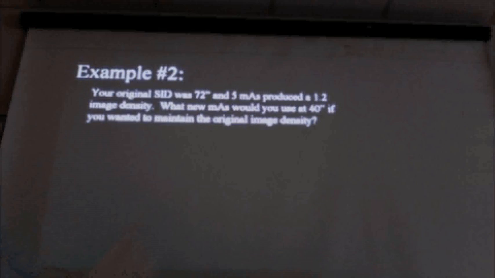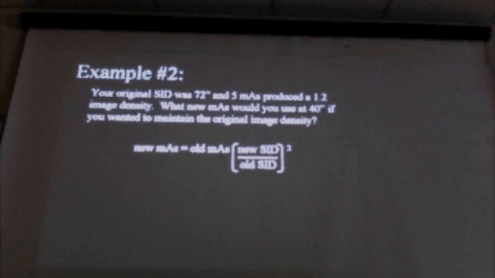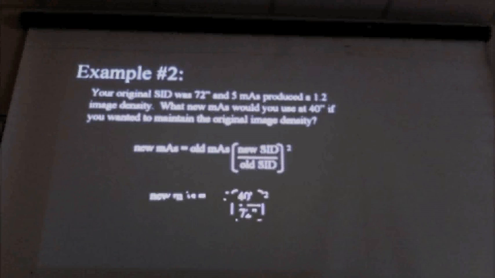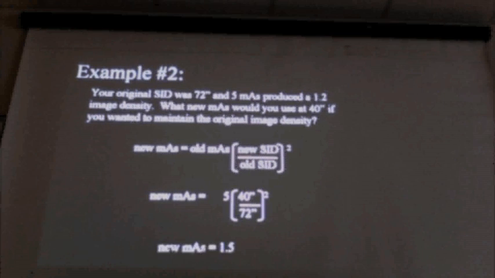Okay, so the first step is to recall the formula, and then plug the numbers in. And my new mass equals 1.5.